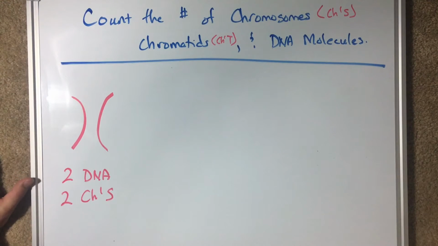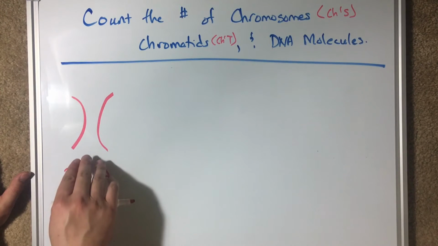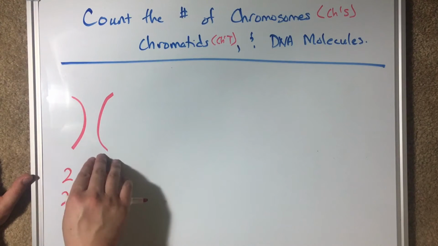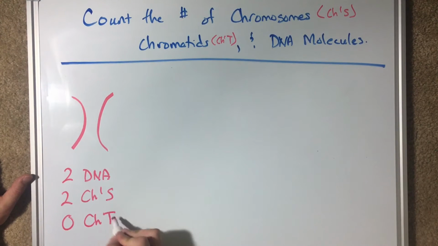How many chromatids do we have? In order for it to be a chromatid, they have to be connected at something called the centromere. But we don't have a centromere here. These are 2 separate entities. So therefore we have only 0 chromatids.